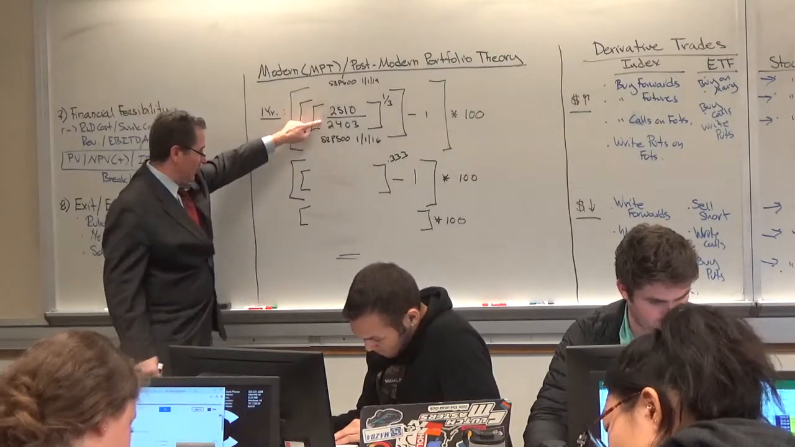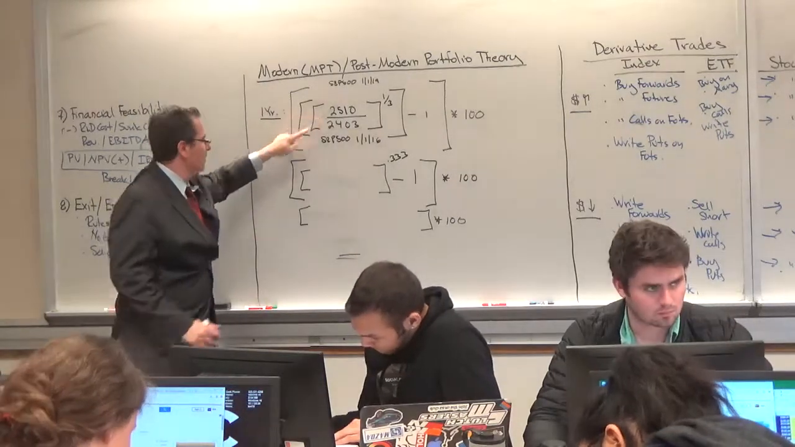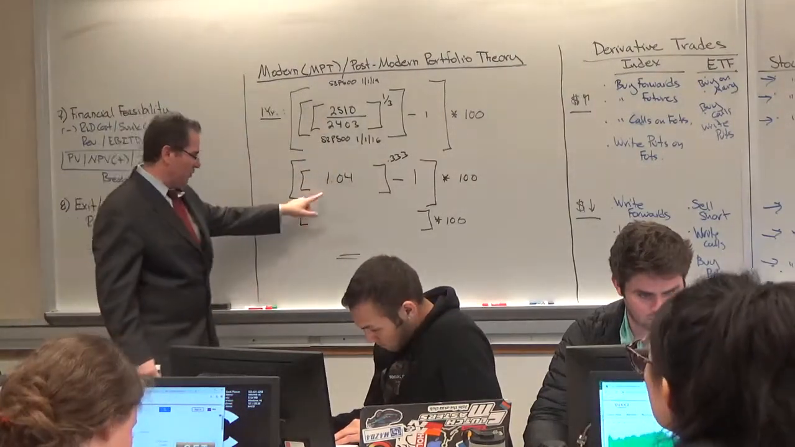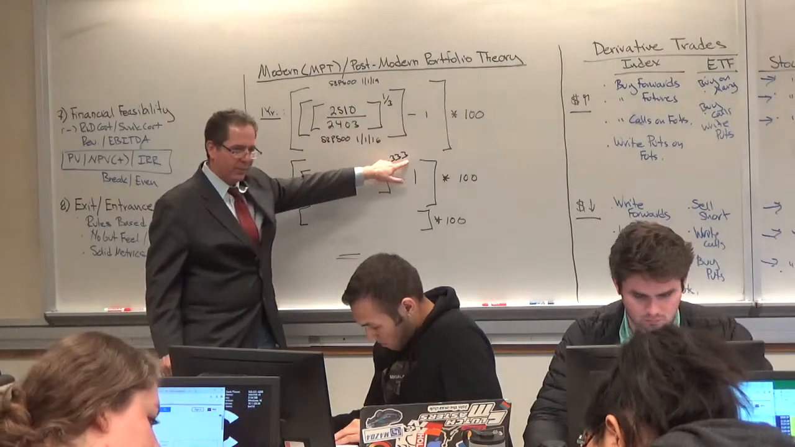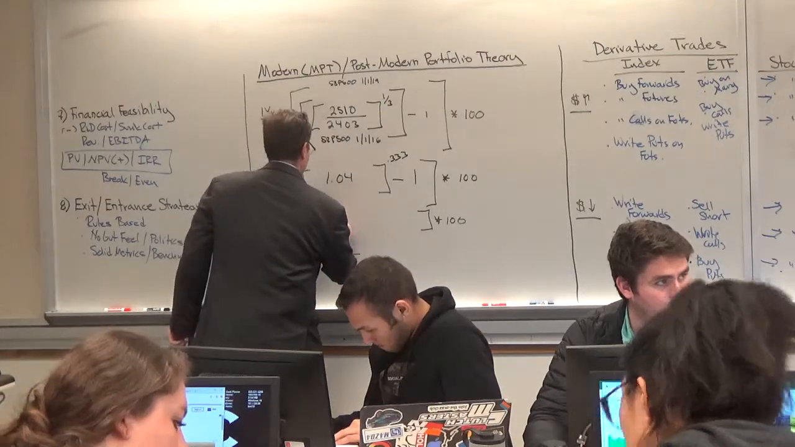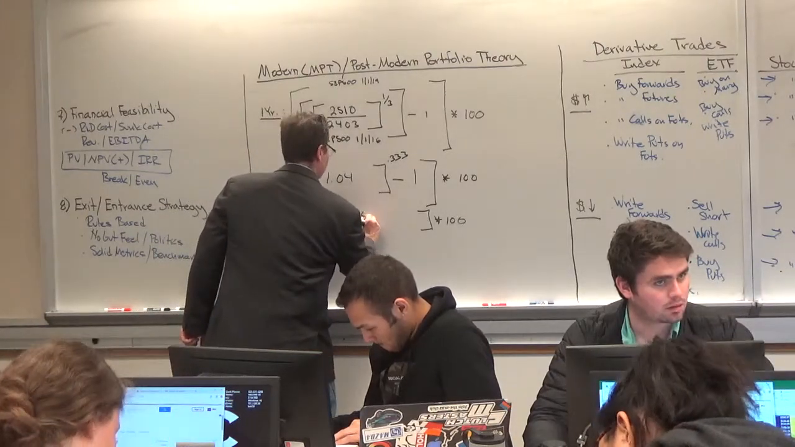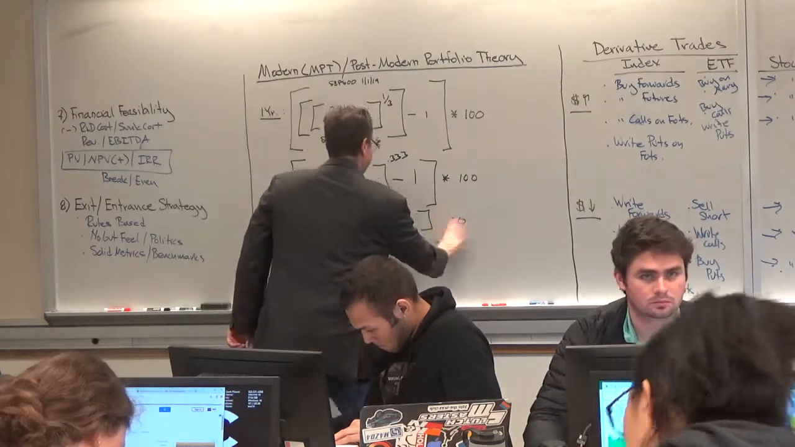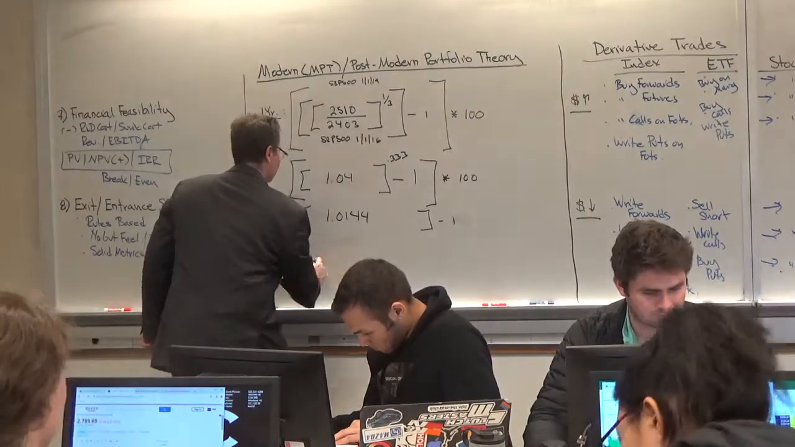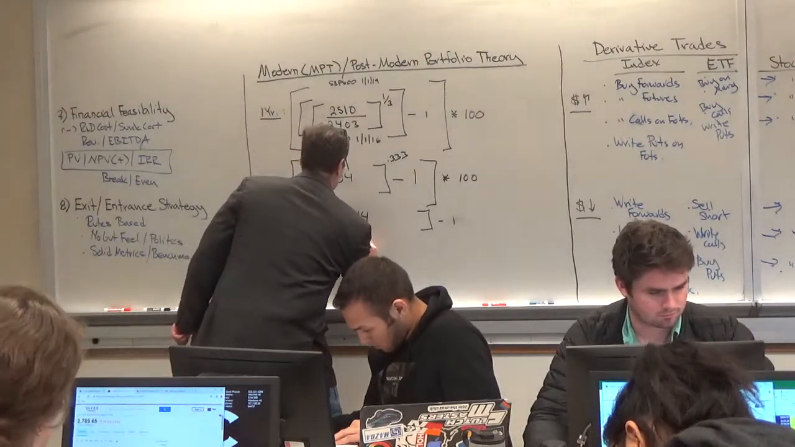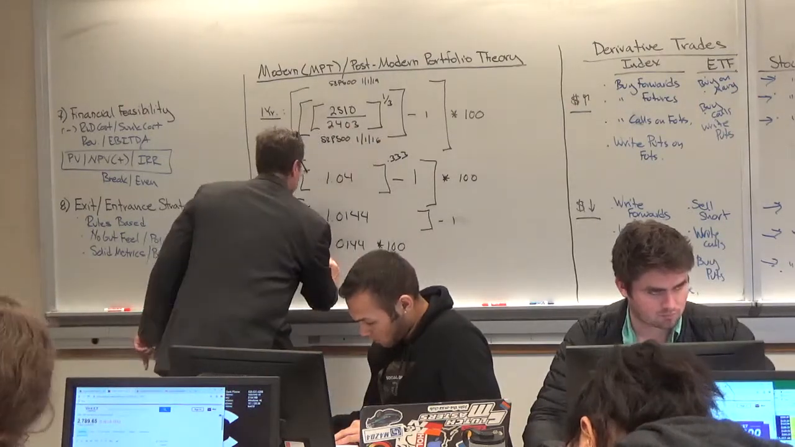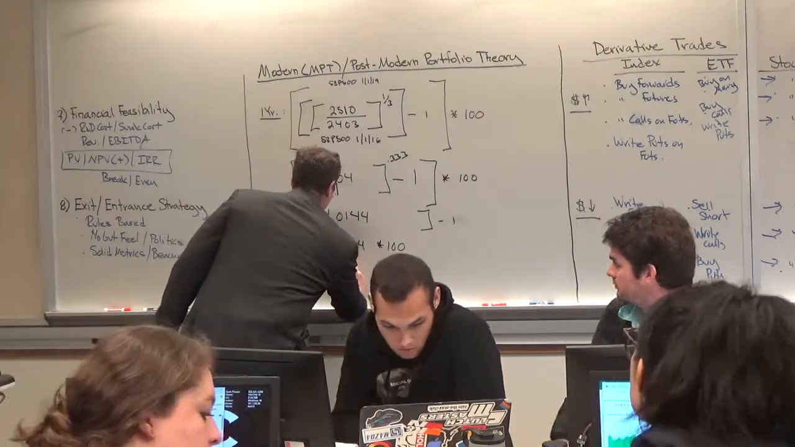So what's this divided by this? 1.04. What's 1.04 to the 0.333 exponential? 1.0144. Got it. Minus 1. What does it give us? 0.0144 times 100. 1.44. It's going to give you 1.44%.